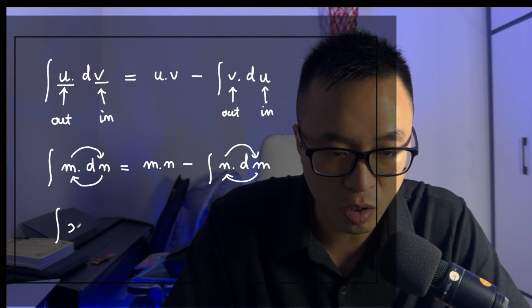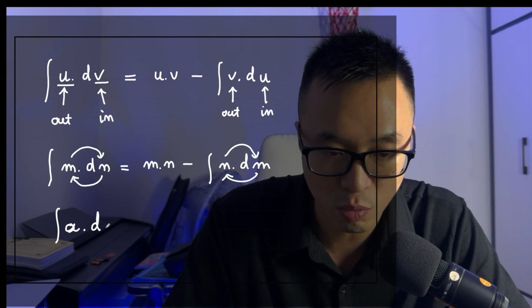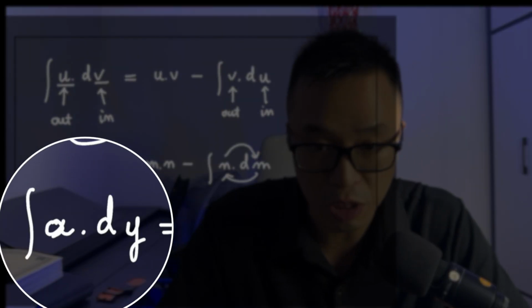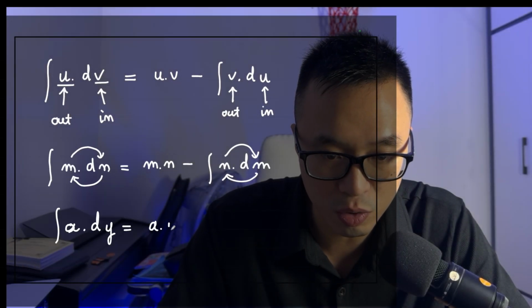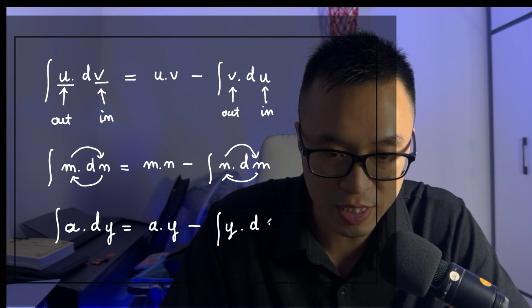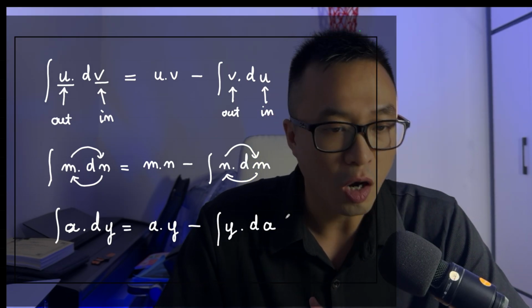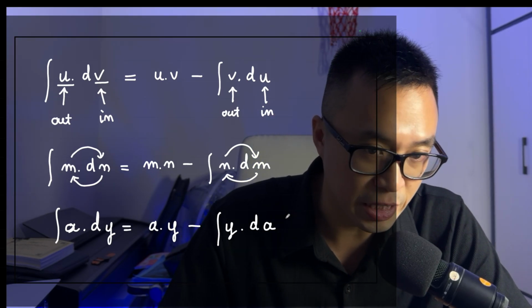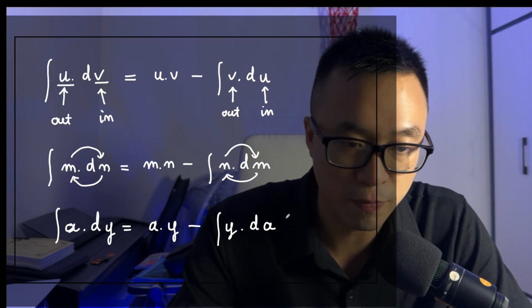Another example: you will get a here and the next one will be y. Applying integration by parts, you will get a multiplied by y minus the integral of y times d of a. Okay, so there are only two functions in integration by parts. That is very important. The next thing I want to tell you about is the mini integral.